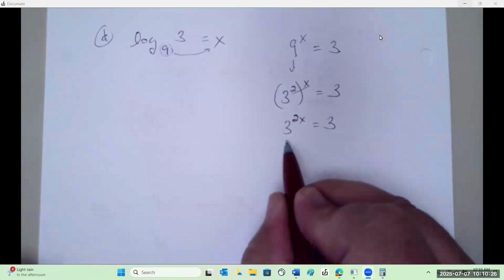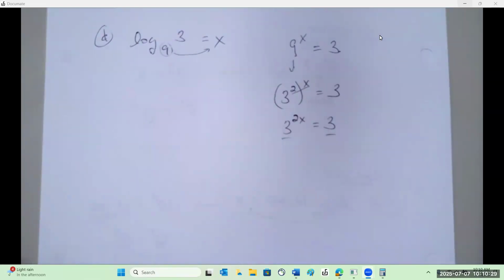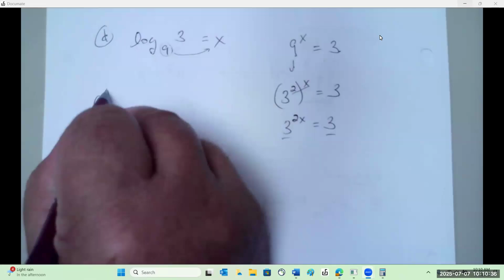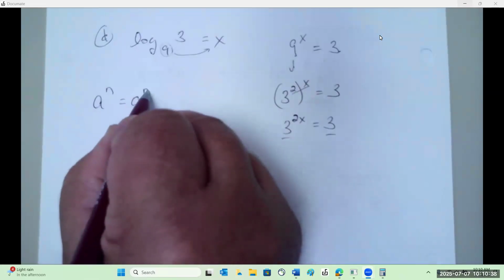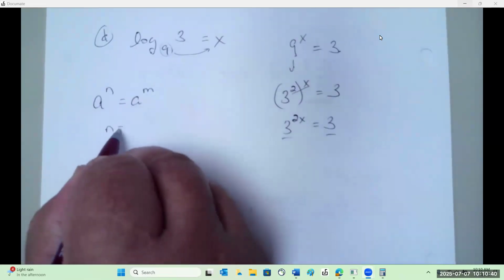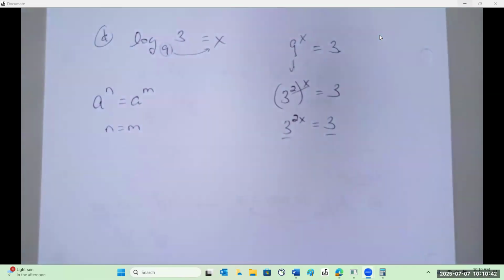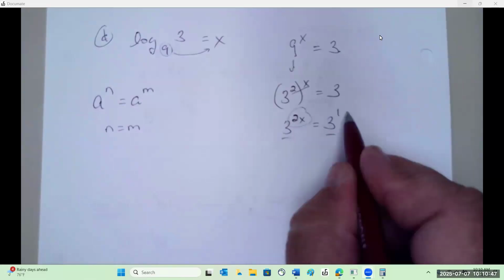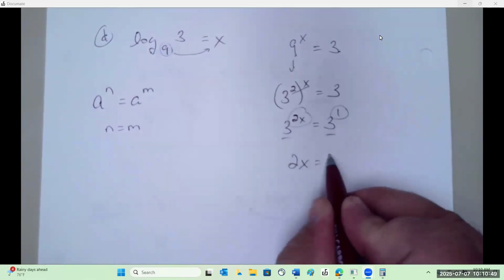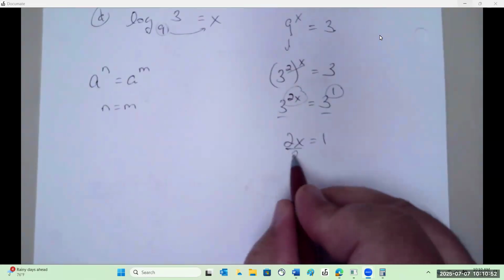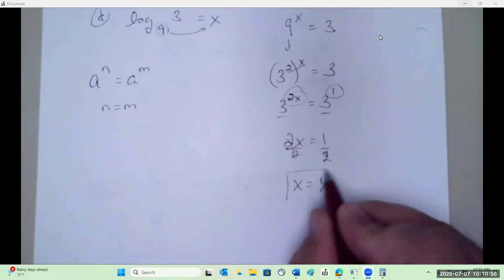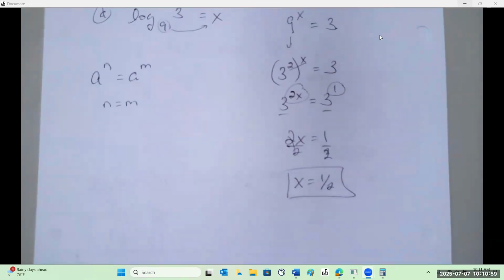Since the bases are the same, what has to be equal? Remember, if the bases are the same, then the exponents have to be the same. What is this exponent? So we set these two equal, so we have 2x is equal to 1. Solve for x. So x is equal to 1/2. That's the answer to that question.